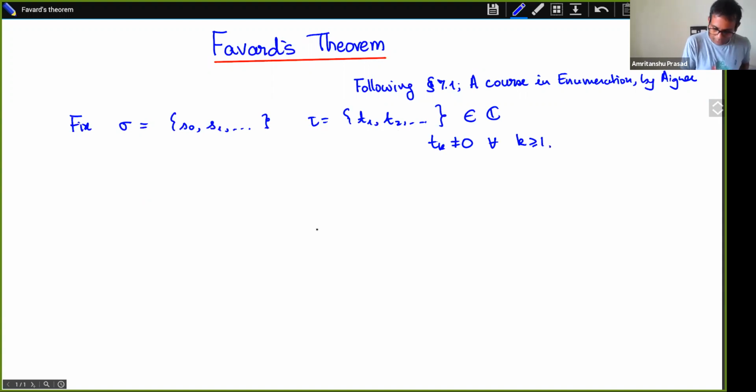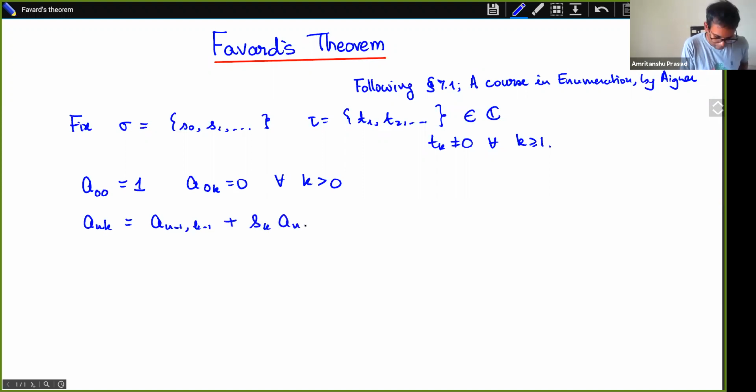And then you define a triangle of numbers. These are maybe called Catalan triangles. So the first row is the first element is 1, and then A0k, sorry, is 0 for all k greater than 0. And each row is defined in terms of the previous row by a recurrence relation like this: a(n-1, k-1) plus s_k a(n-1, k) plus t_(k+1) a(n-1, k+1).